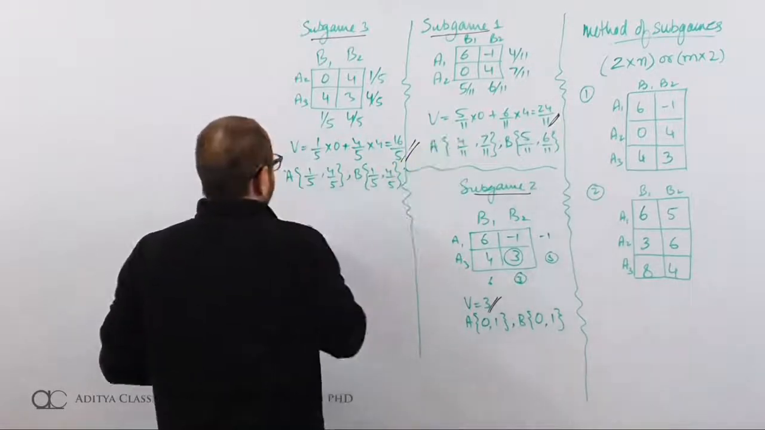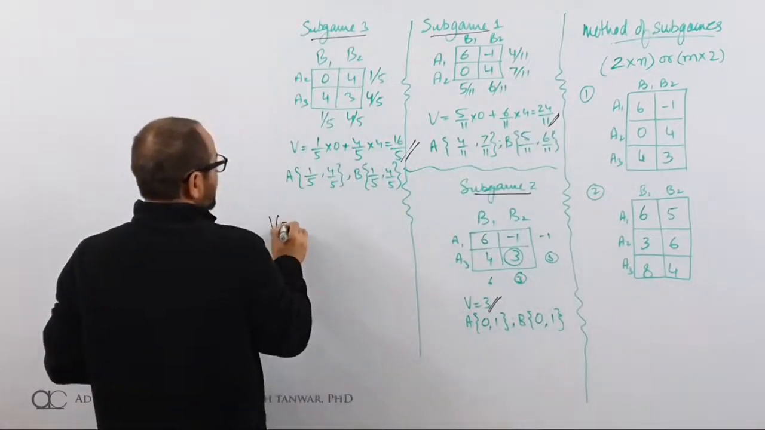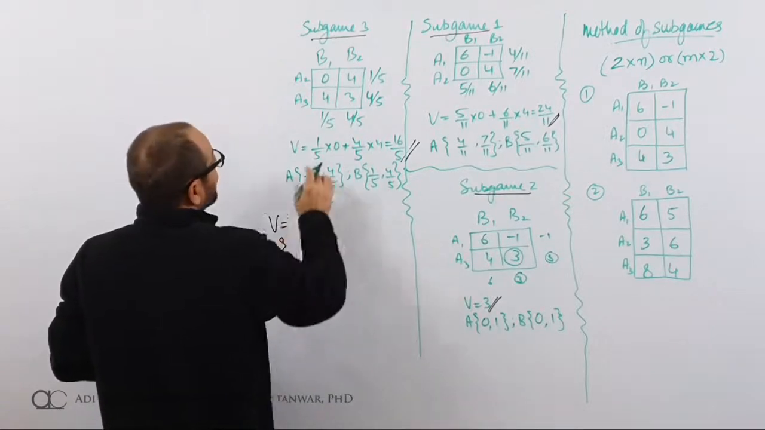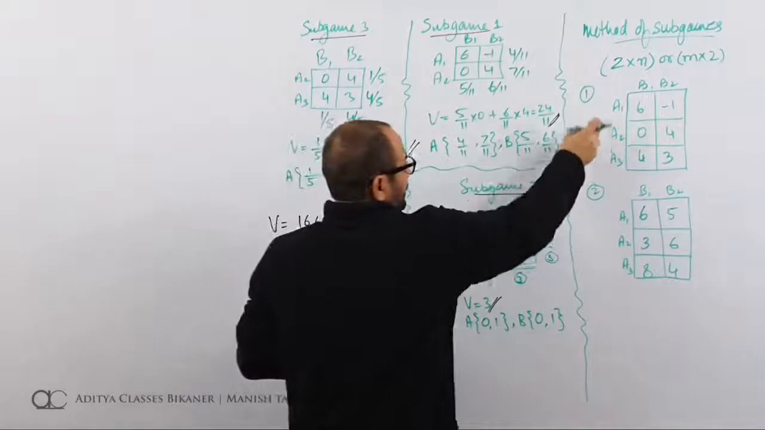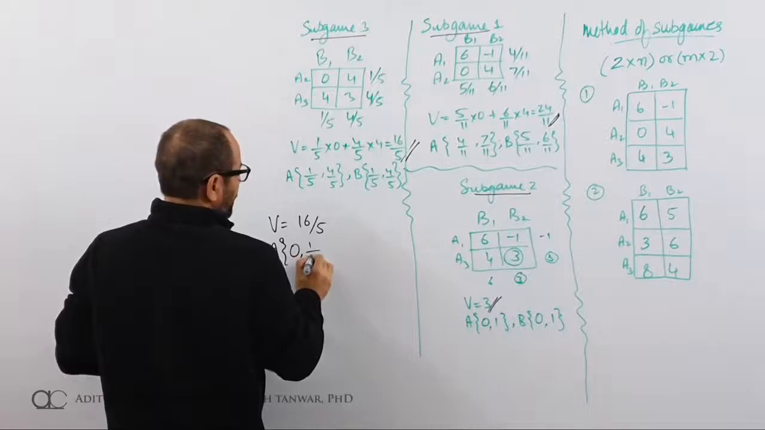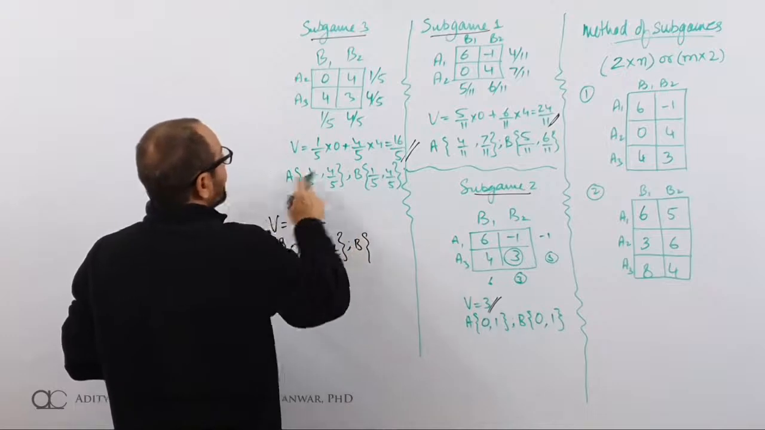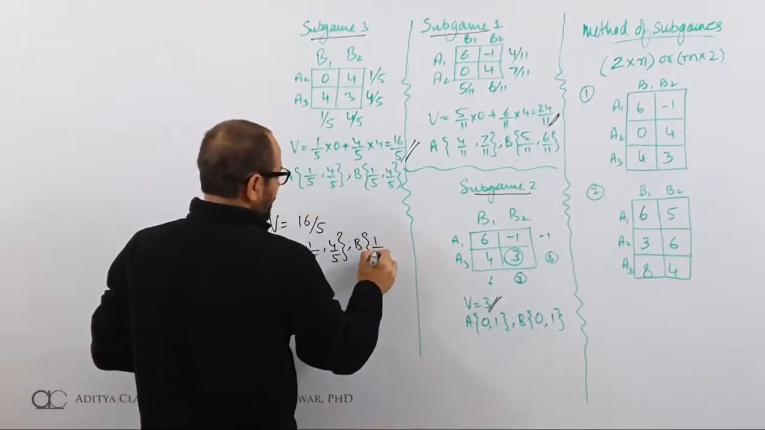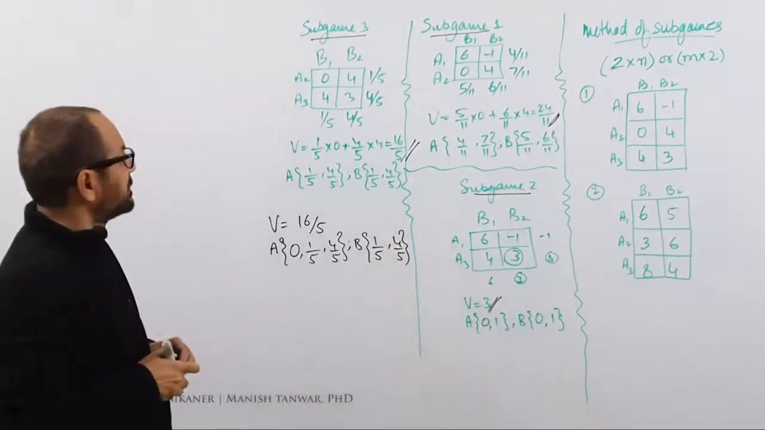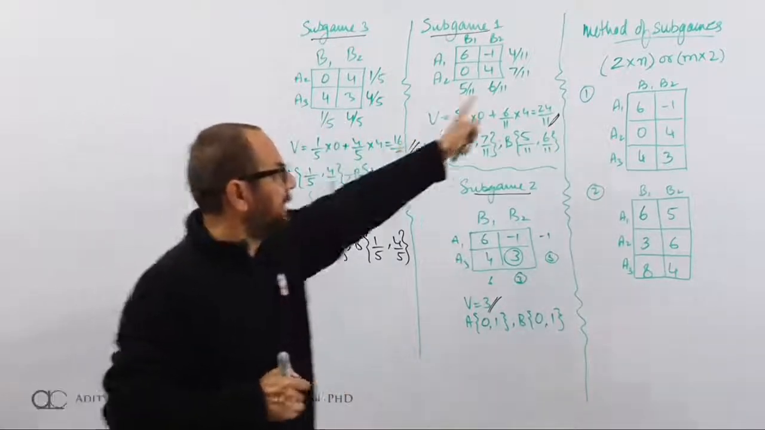So I would go ahead and say that the solution for game 1 has value equal to 16 by 5. Strategy for A would be: A2 and A3 are here. A1 has lost it, so A1 is 0. A2 and A3 are 1 by 5 and 4 by 5. And B has a strategy of 1 by 5 and 4 by 5. It had only 2 combinations. So this is our solution to the first game of size m by 2.